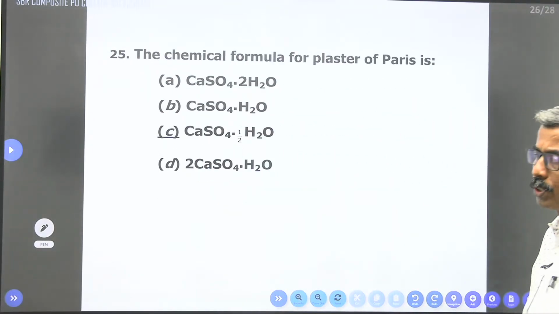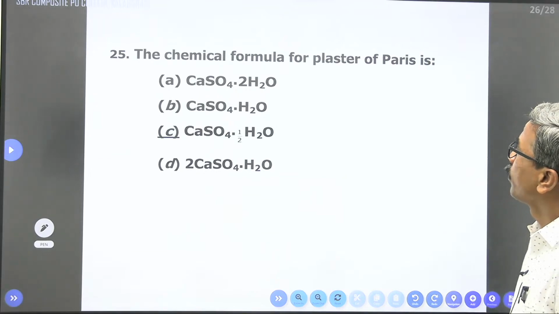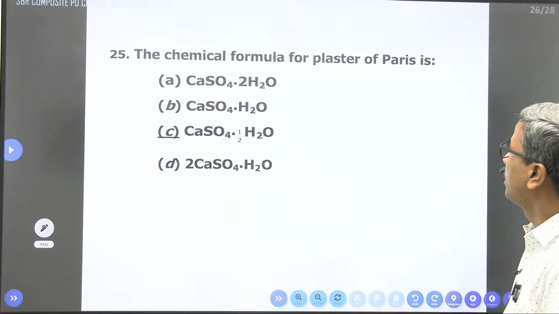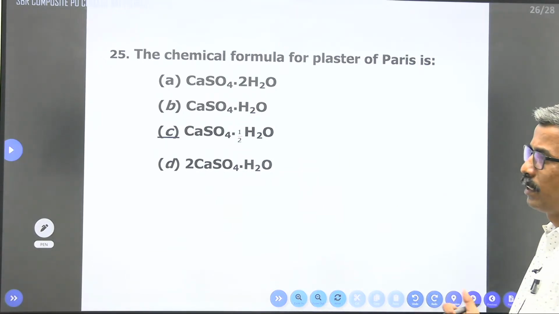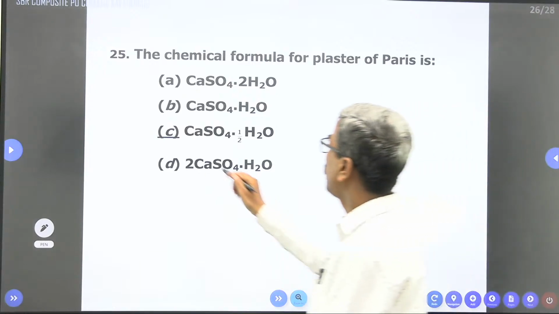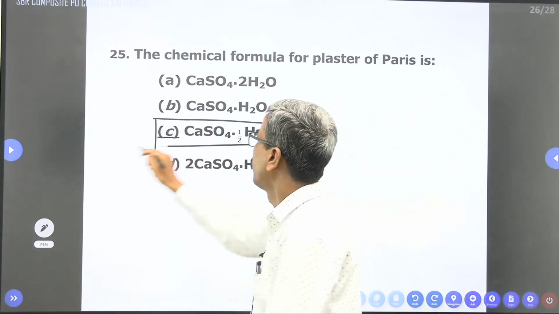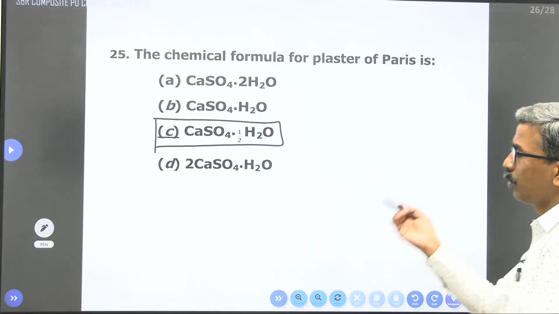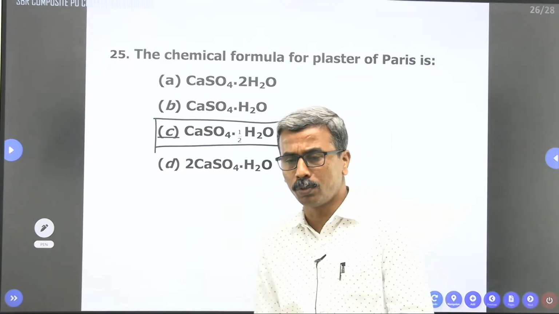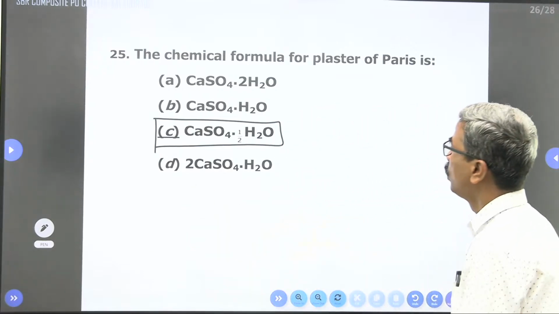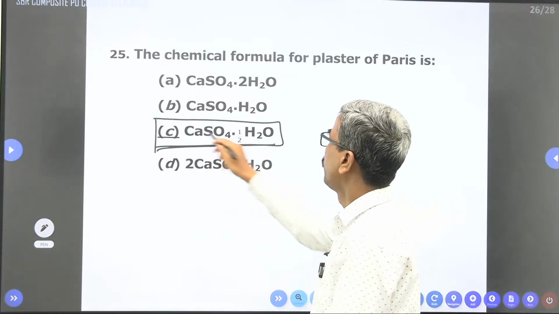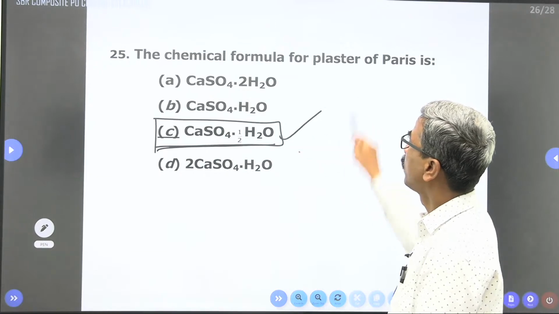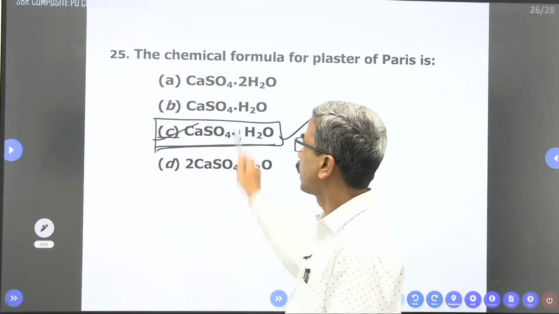Next question, question number 25. The chemical formula of plaster of Paris: calcium sulfate with half a water molecule. Plaster of Paris, POP, is used in construction of houses for interior designing purposes. So the formula is calcium sulfate with half a water molecule. Based on that, C is the correct option.